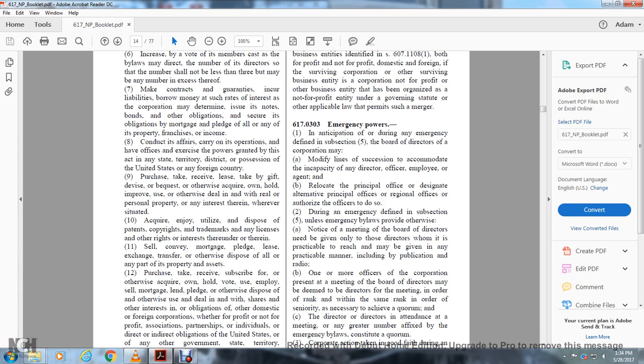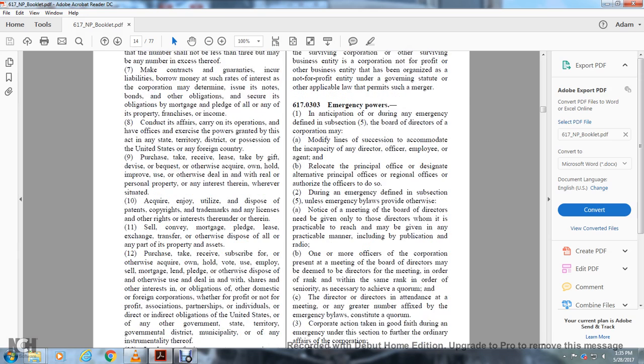Notice of a meeting of the board of directors needs to be given only to those directors whom it is practicable to reach, and may be given in any practical manner, including by publication or radio. One or more officers of the corporation present at the meeting of the board of directors may be deemed to be directors for the meeting, in order of rank, and within the same rank in order of seniority, as necessary to achieve a quorum.